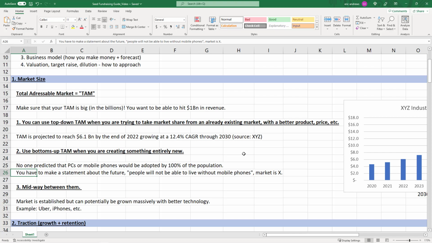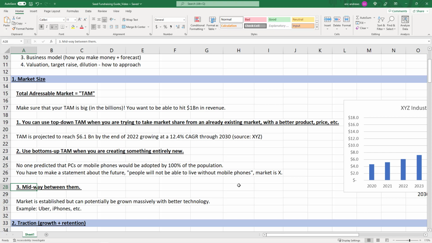and that's totally fine. And then the third way is when there is an existing TAM, but you think that your product will grow the TAM and the market will be much bigger because many more people will effectively enter this market because your product is so much more valuable than whatever the current solution is.